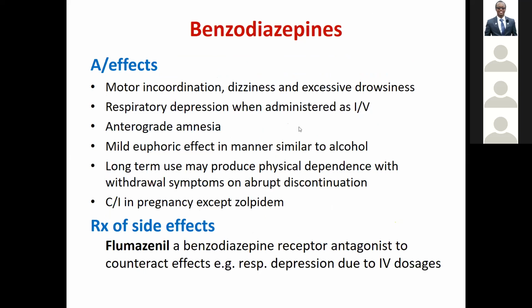That's why they would interfere with the sleep architecture, would cause mild euphoria at low dose, and then they would cause physical dependence. On the use in pregnancy, again, in our settings, it is purely an issue of looking at it on a case-by-case basis. You weigh the benefits versus the risk. So flumazenil, again, we've gone through that. This is to counteract immediate effects.